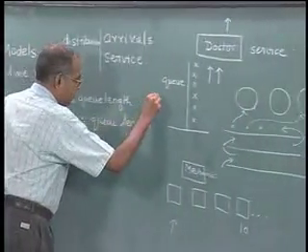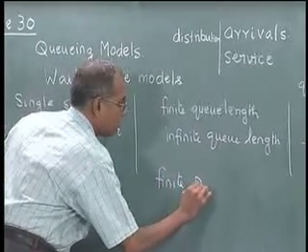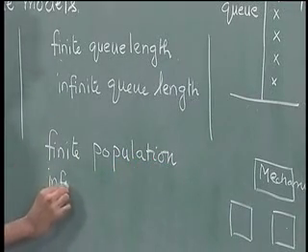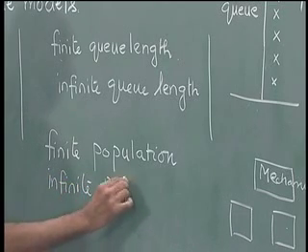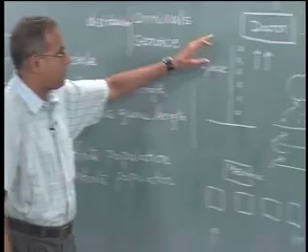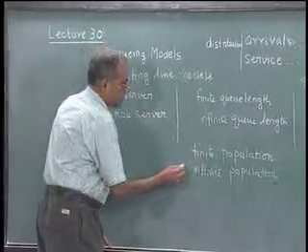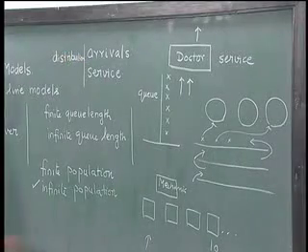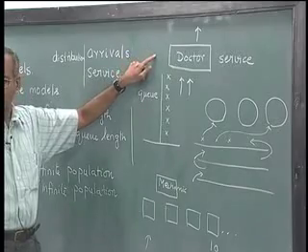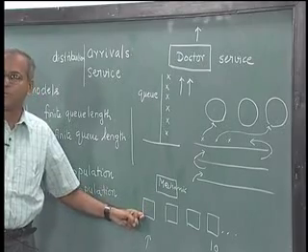Now, there is one more further classification which is called finite population models and infinite population models. If we take the example of the doctor or the reservation system or the car mechanic, they all come under the category of what are called infinite population models. This is an example of a single server, infinite queue length and infinite population. This is an example of a single server, finite queue length and infinite population models.